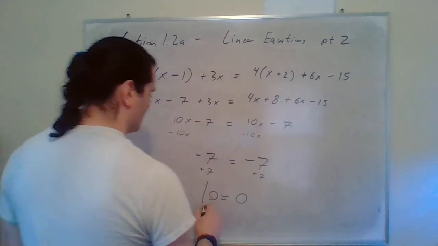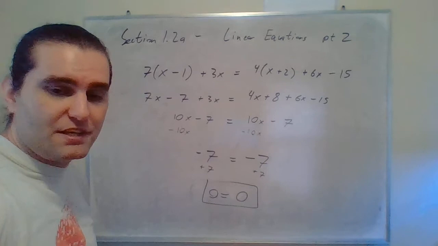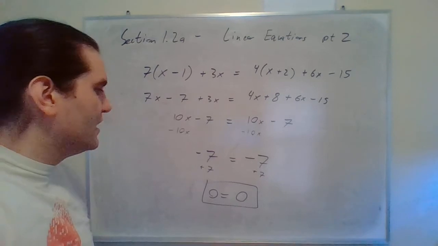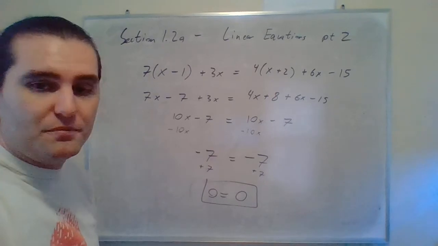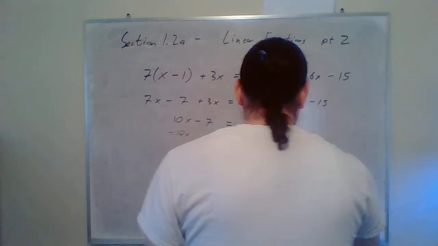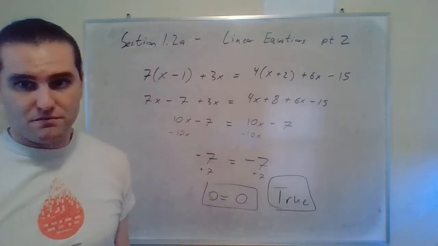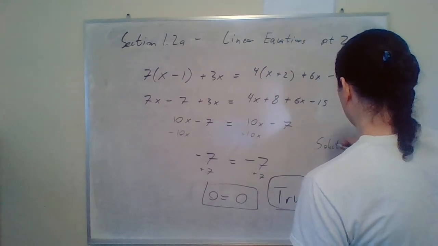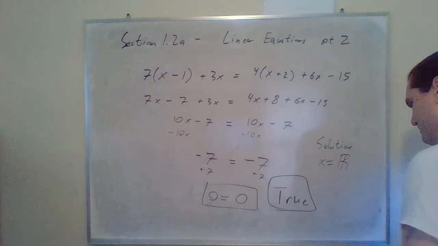This is a very different statement from 0 equals negative 18. 0 equals negative 18 is a problem for us because it's not true. 0 and negative 18 are different numbers. If we get a statement like negative 7 equals negative 7, or 0 equals 0, this is always true. It doesn't matter what x is. 0 will always be 0. In this case, the solution is x equals all real numbers.